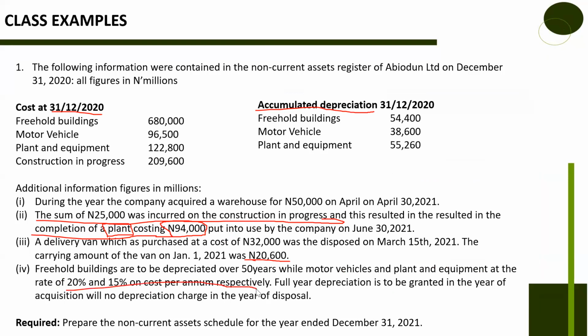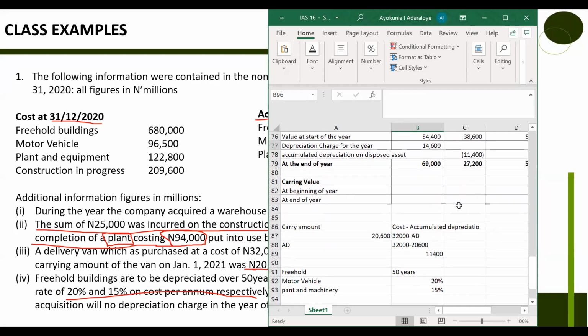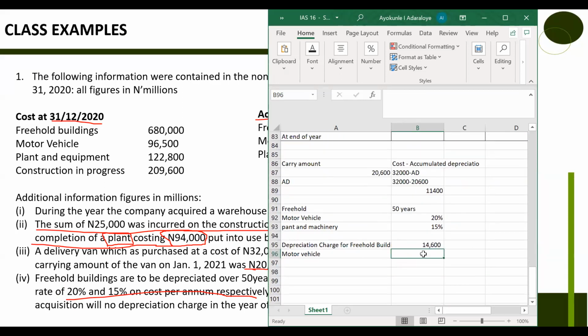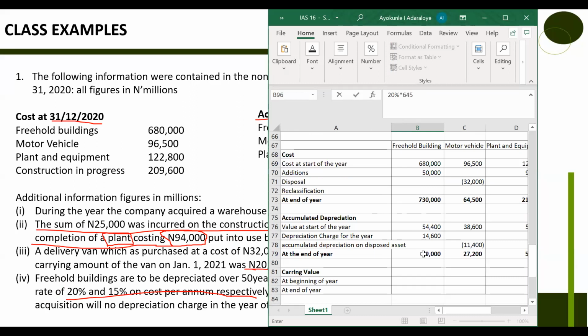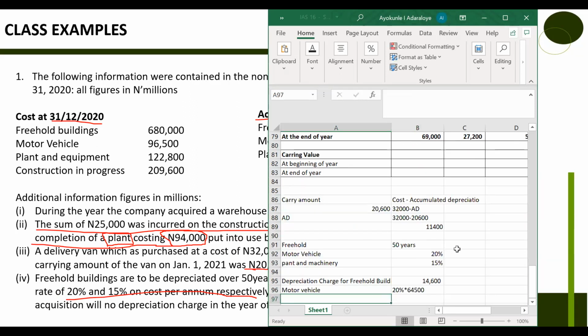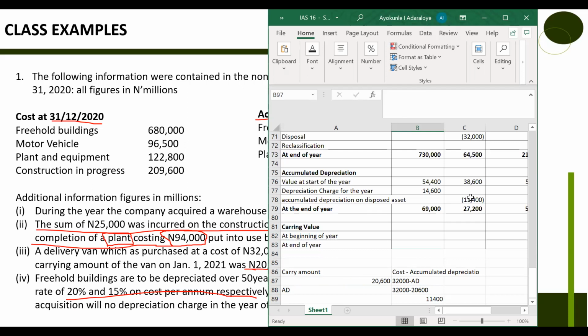So we go back to our Excel. To be charged on cost, 64,500. So we do 20% times the cost, 64,500. As you can see, that is equal to 12,900. So move that to our depreciation charge here, 12,900.